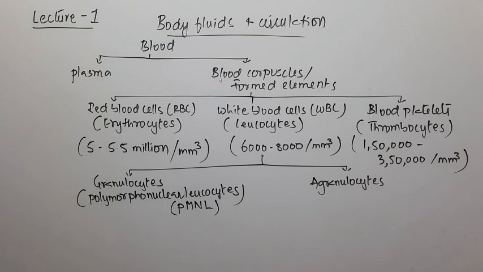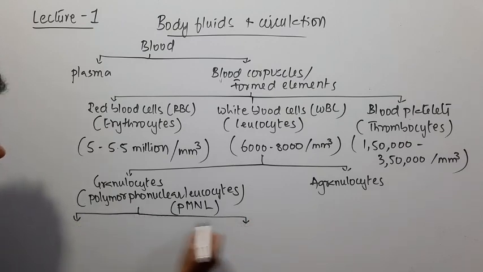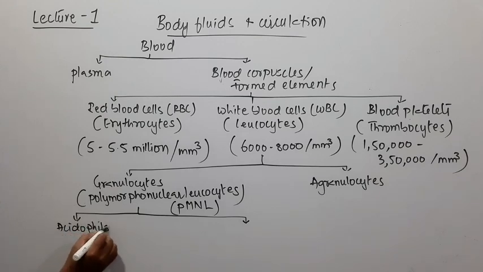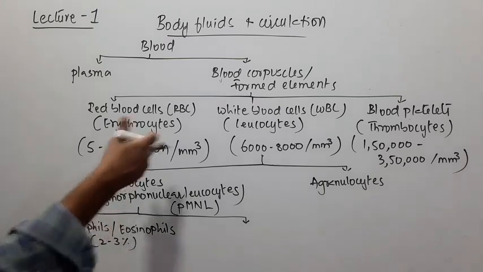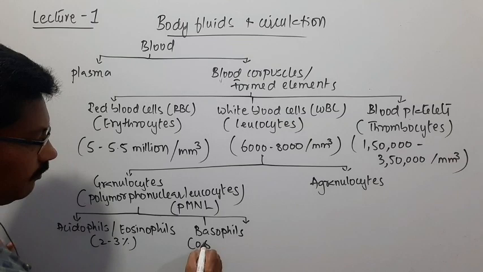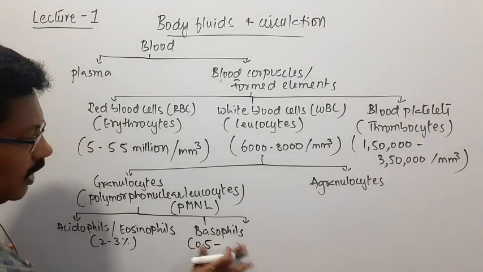So these polymorphonuclear leukocytes include the acidophils or eosinophils. These acidophils or eosinophils comprise around 2 to 3% of the total WBC cells. Then we have basophils. These basophils are around 0.5% to 1%.